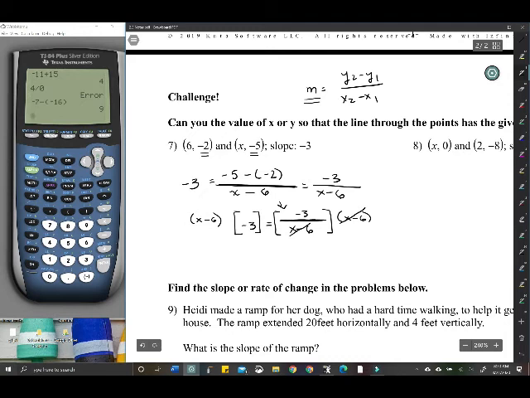And on the left, I'm going to want to distribute the negative 3. So it's negative 3x plus 18 is equal to negative 3. Okay? Subtract the 18, because we're going to solve for x. So that's negative 21 is equal to negative 3x. And then you would divide by negative 3 and get x is equal to 7.